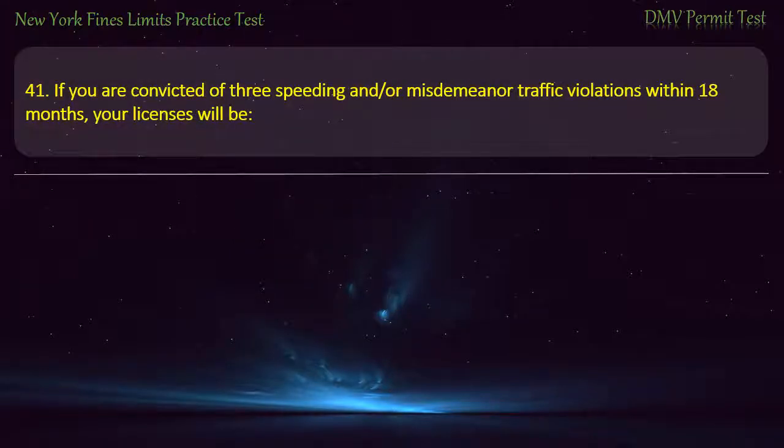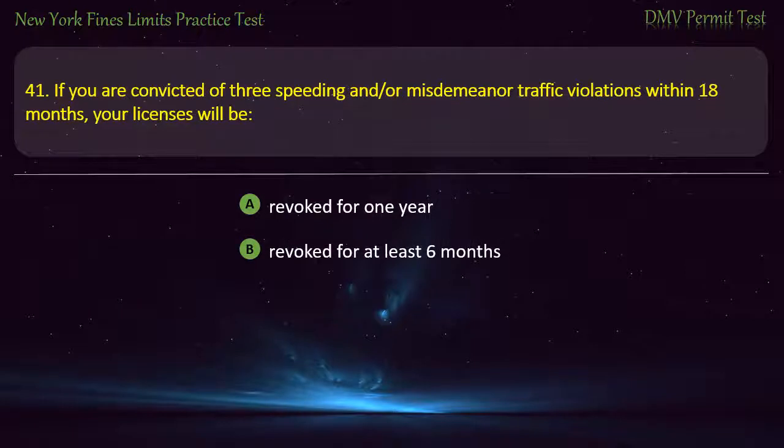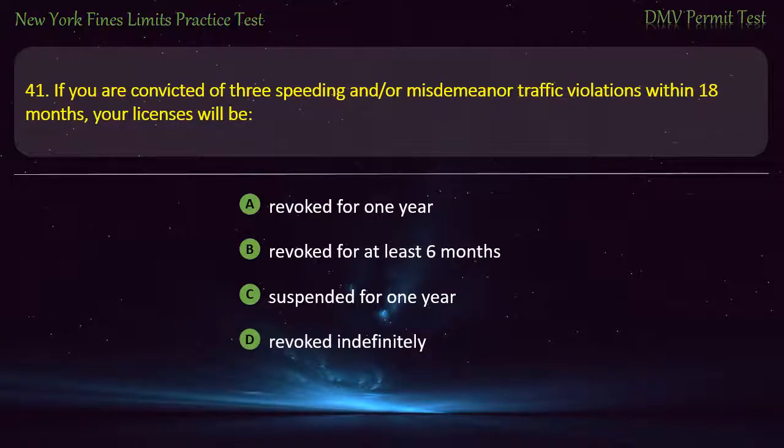Question 41. If you are convicted of 3 speeding or misdemeanor traffic violations within 18 months, your licenses will be revoked for 1 year, revoked for at least 6 months, suspended for 1 year, revoked indefinitely. Answer: Revoked for at least 6 months.